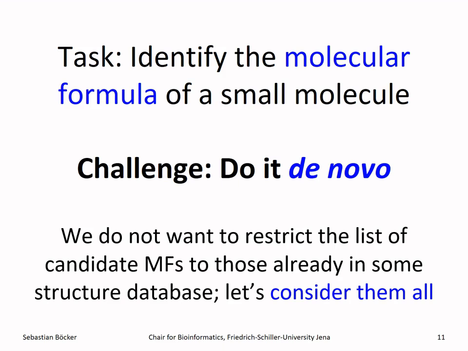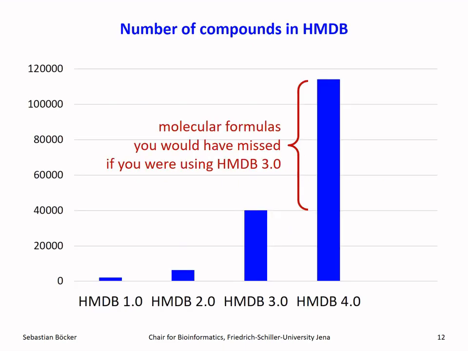Why? There are different ways of telling you why this is a good idea. Let's go first from the application side. When you restrict yourself to molecular formulas from some structure database, then with every new version of the database, more structures are added, and with that, more molecular formulas are added. But if you would have said that HMDB 3.0 contains all the molecular formulas which are of interest to you, you would have missed all the molecular formulas that are new in this part of the database.